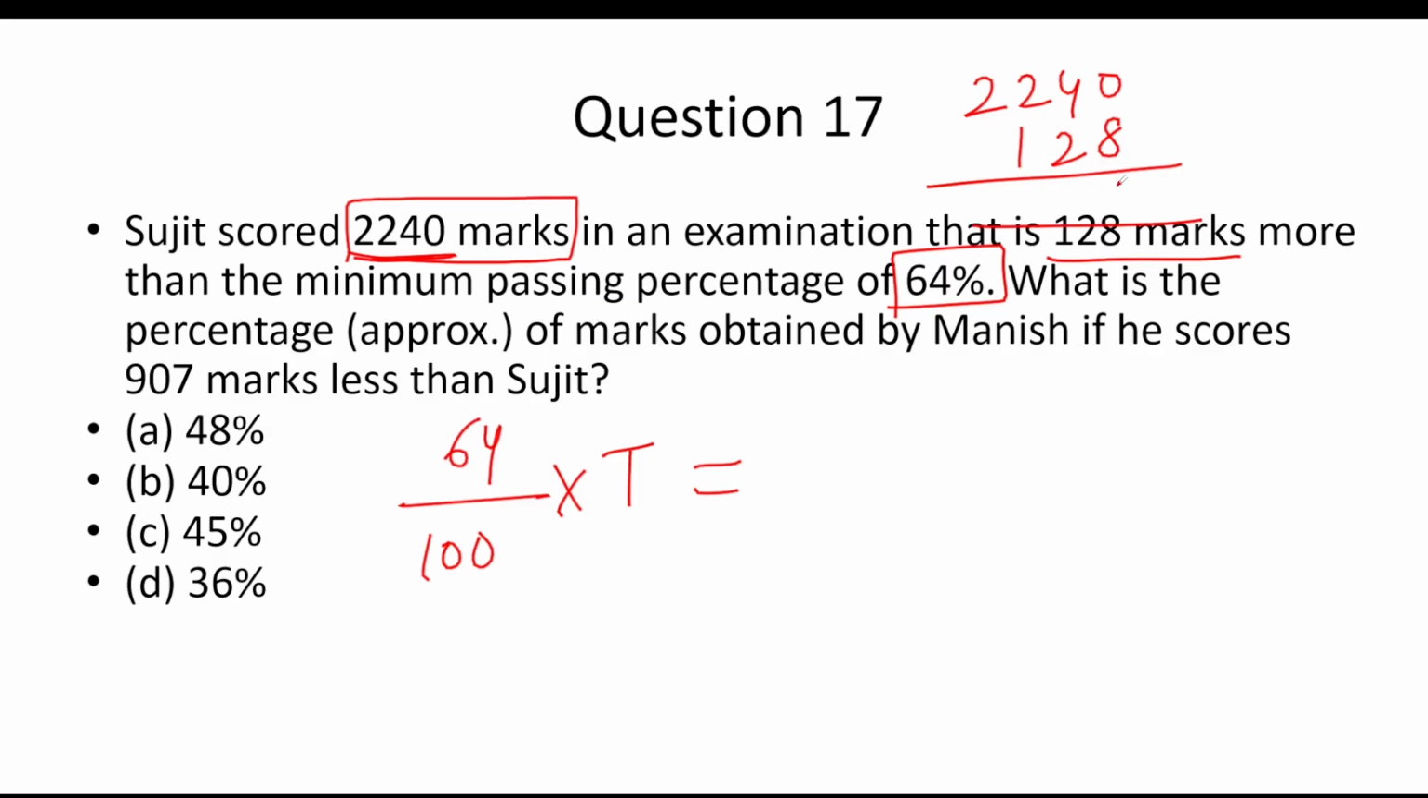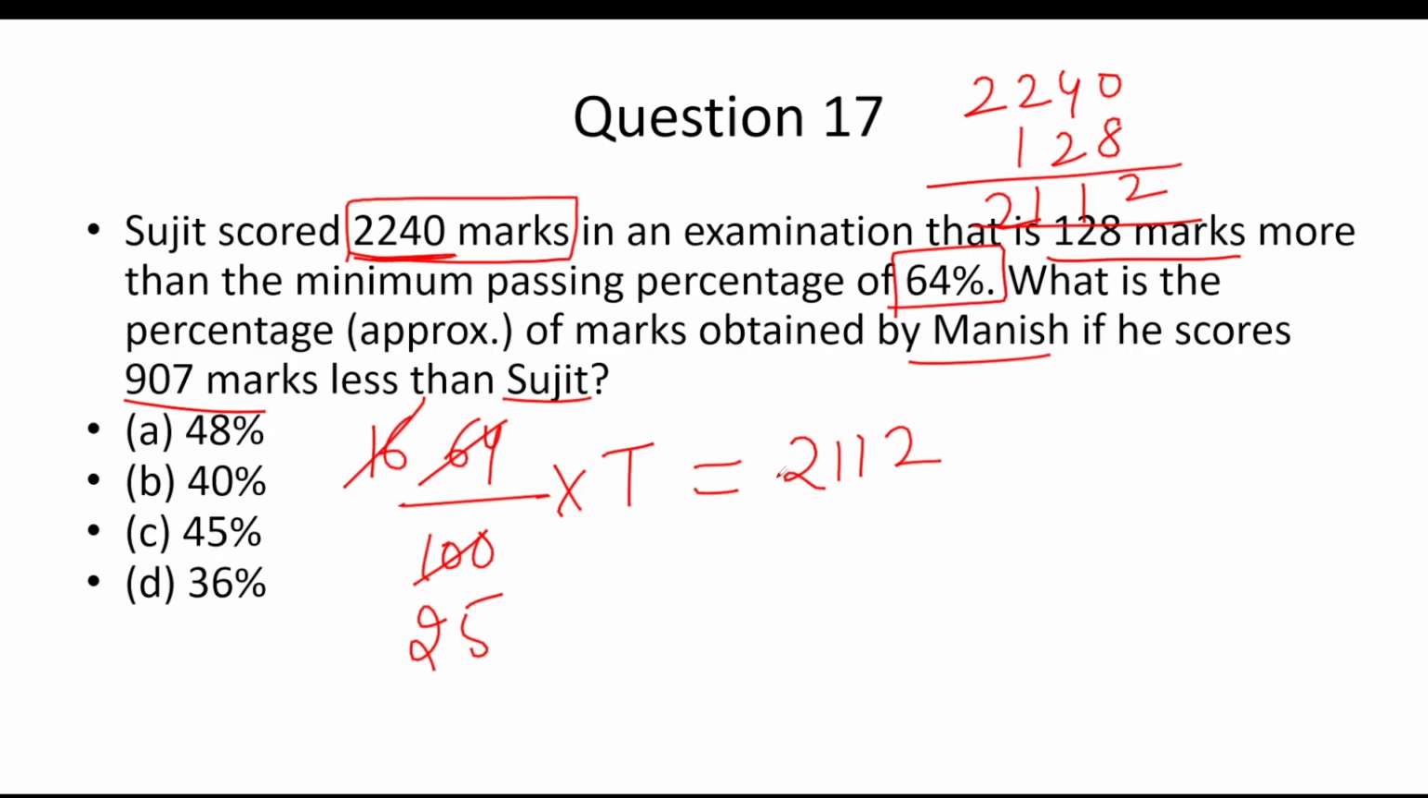If you subtract, it is 2, 3 minus 2, 1. Here 1, 1, 2, right? What is the percentage of marks obtained by Manish if he scored 907 less than Sujit? So here, can you find the total marks? Yes, you can cancel this on the table of 4. It is 1, then 6, it is 25.